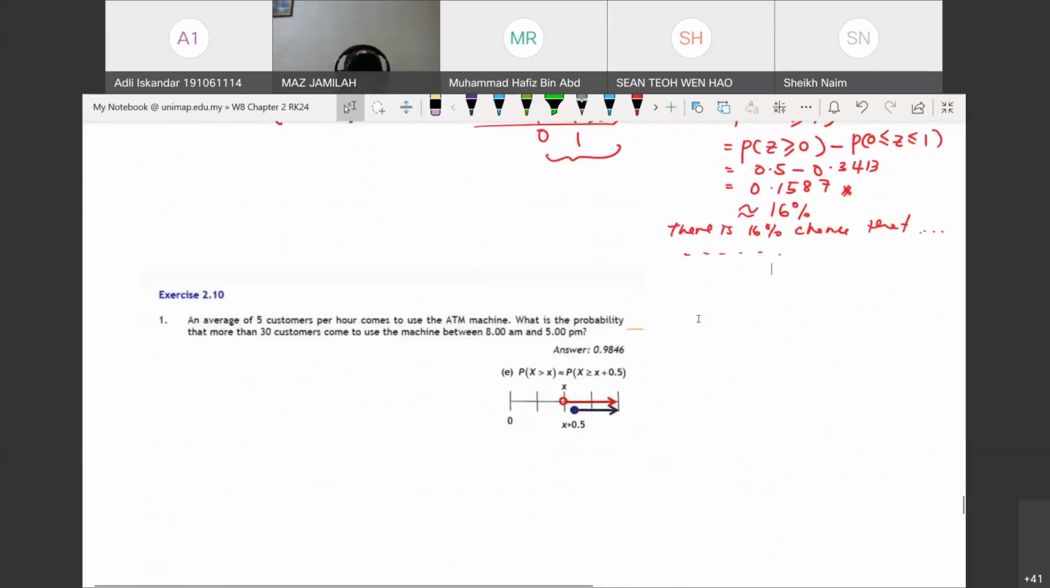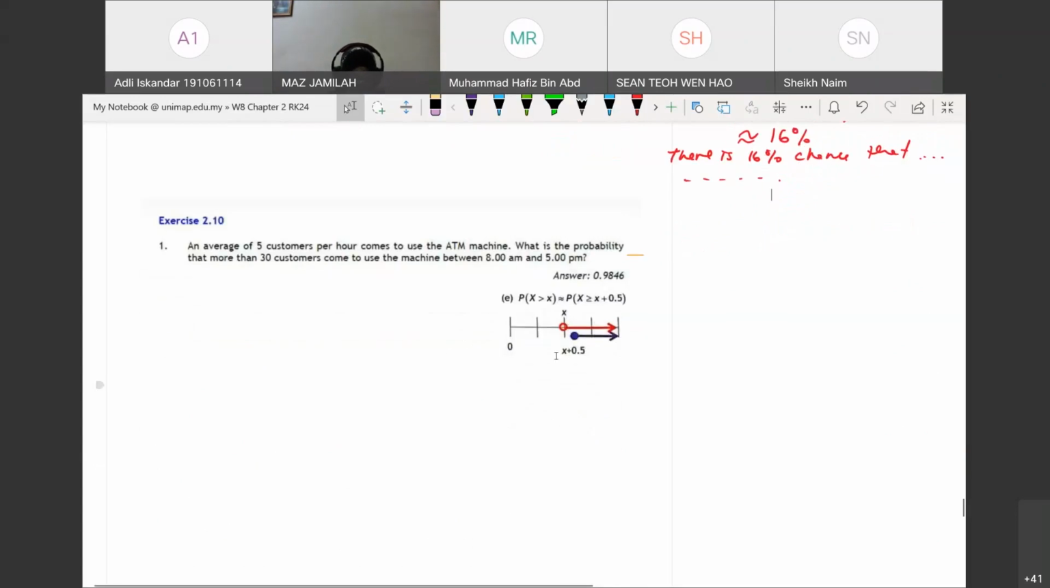Then we look at exercise 2.10 on page 67. An average of 5 customers per hour comes to use the ATM machine. Okay, your textbook has been re-sentenced, but it is the same exact situation. What is the probability that more than 30 customers come to use the machine between 8 and 5 p.m.?